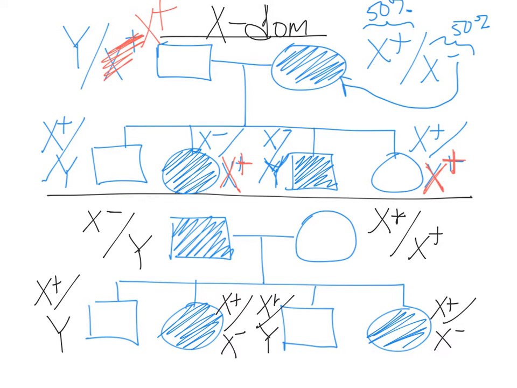Correct. So if this was X recessive, then you'd have to have X minus over X minus to be a filled in symbol.